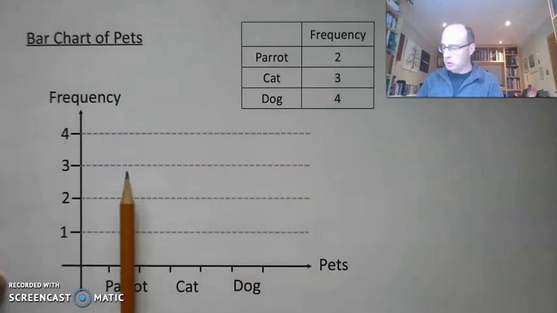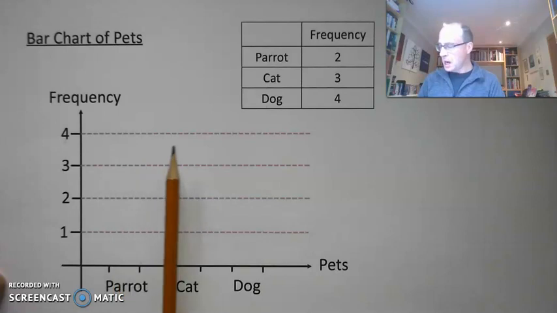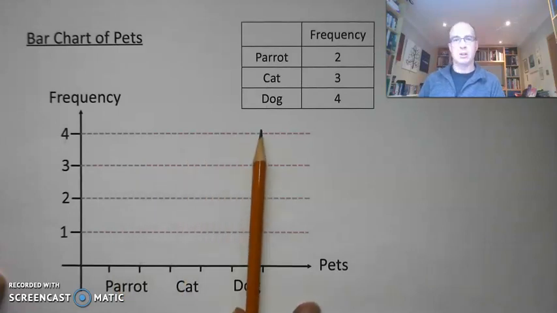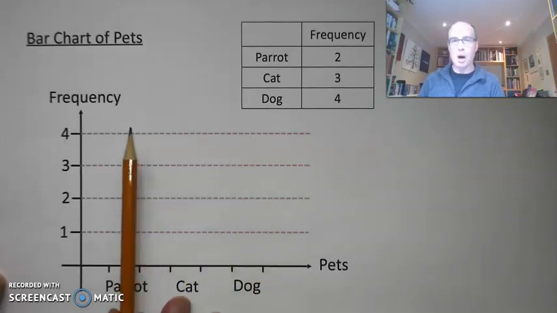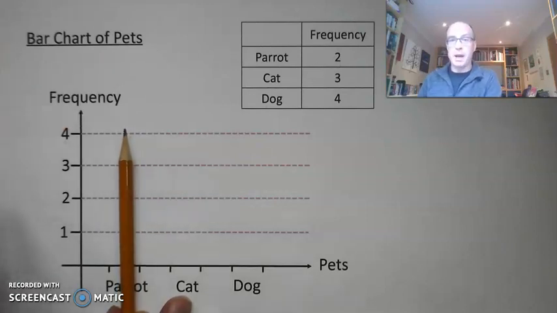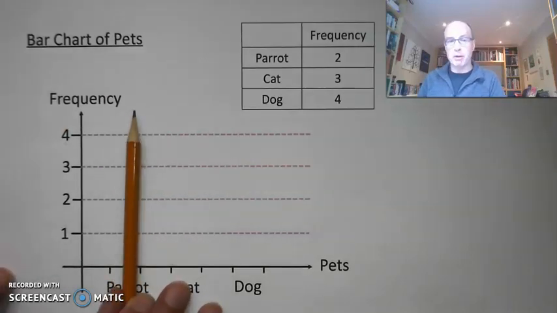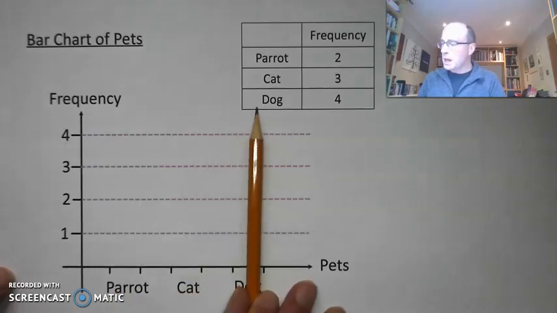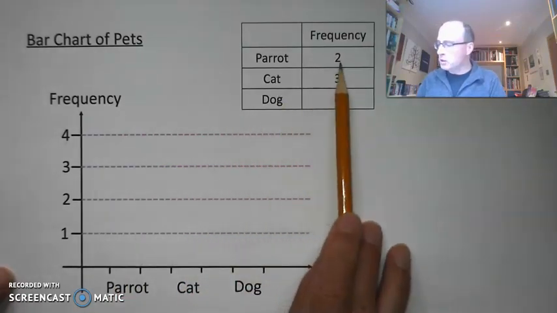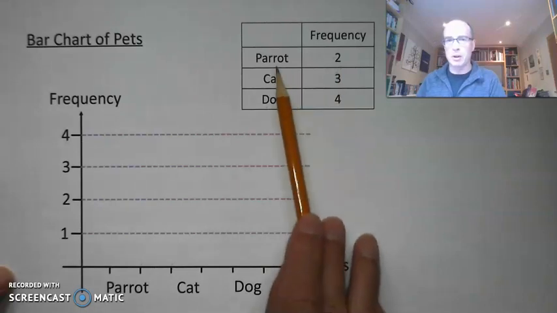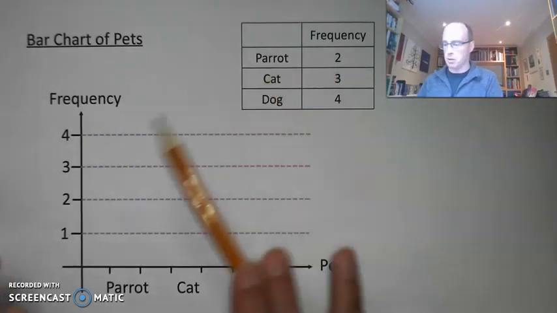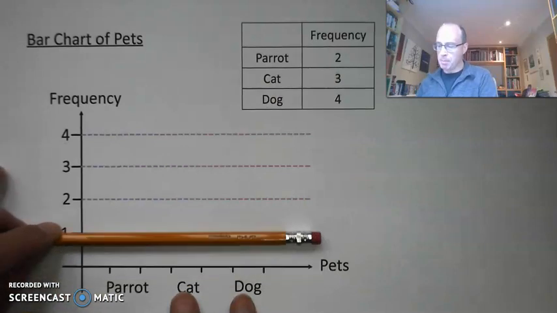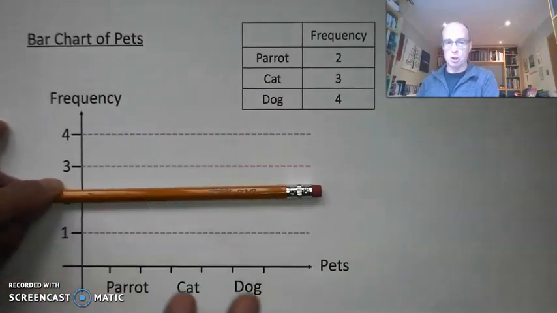And what I'm going to do is I'm going to put my categories across my axes. So I'm going to draw 1 bar for each of my different types of pets. So I'm going to draw a bar for my parrot, a bar for my cat, and a bar for my dog. And I'm going to have a look at my frequency. It says 2, 3 and 4. So parrot, 2 people said parrot. So I'm going to have my bar go up to my number 2.